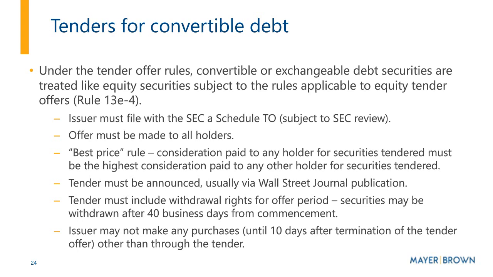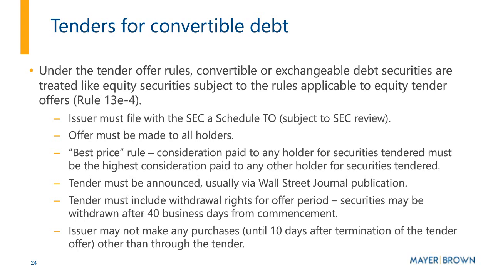The SEC's tender offer rules include the following provisions. The issuer must file with the SEC a Schedule TO. That Schedule TO is subject to SEC review. There's the all holder rule, which says that offers must be made to all holders. The best price rule says that the consideration paid to any holder for securities tendered must be the highest consideration paid to any other holder for securities tendered. We'll talk about that more in a minute.